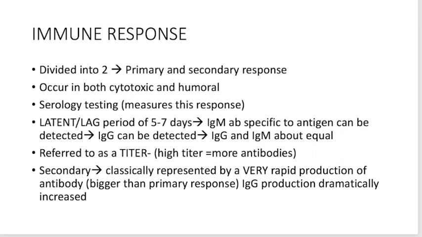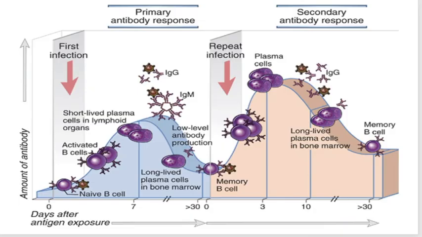IgG can be detected as well. IgG and IgM are about equal. This is referred to as a titer. If there's a high titer, it means we have more antibodies. The secondary response is a very rapid production of antibody. It's actually bigger than the primary response, and IgG is what is produced. Here is a look at that schematic.